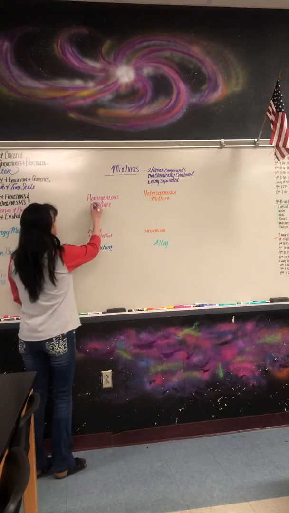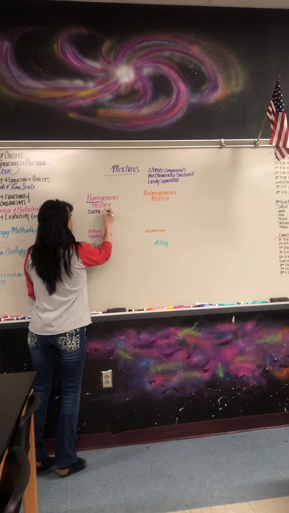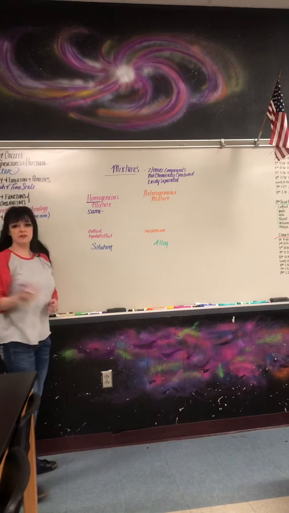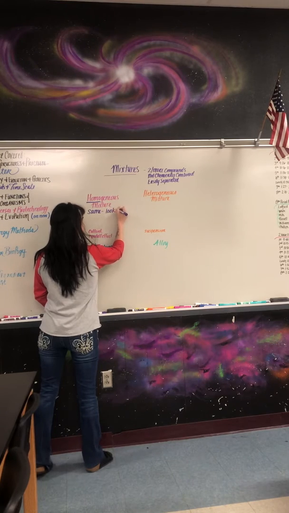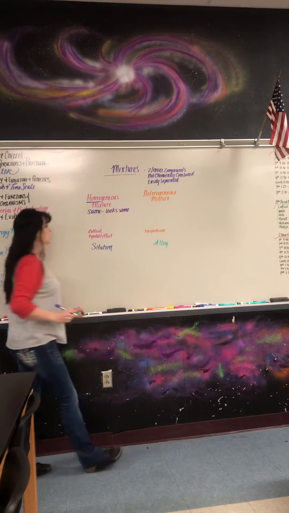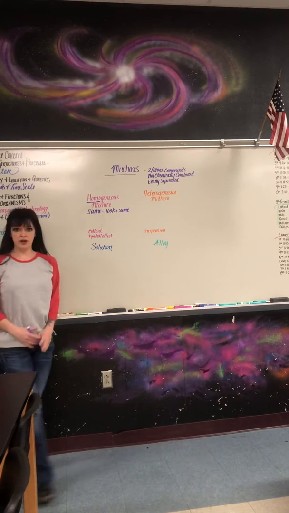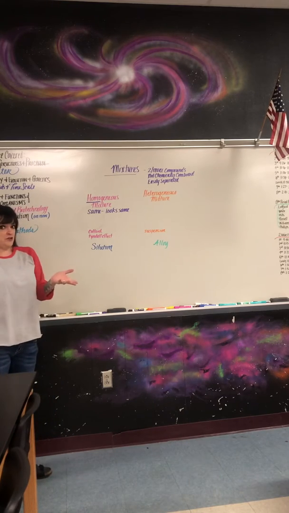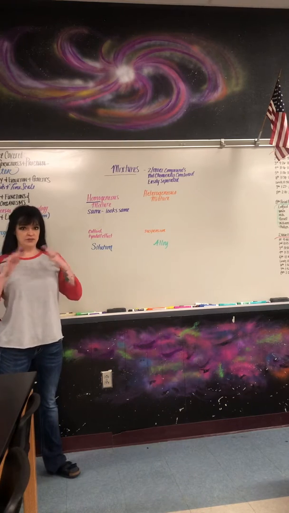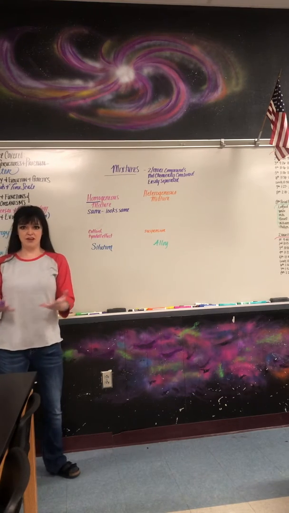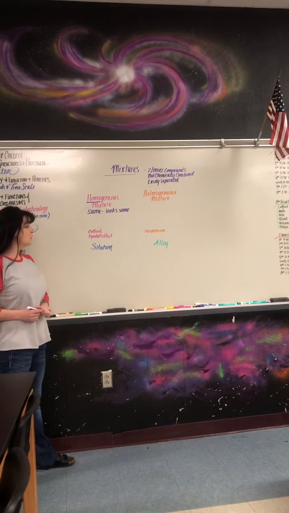Okay, so the Latin root of homo means same. So basically what I tell everybody is it looks the same throughout. So you can't pick out the different particles that are in it. The best example of this is air. If you look at the air, you can't see the oxygen, you can't see the nitrogen, you can't see the carbon dioxide in it. You just know the air is there, okay? You can't see the different particles of it. So air would be a homogeneous mixture. It looks the same throughout.